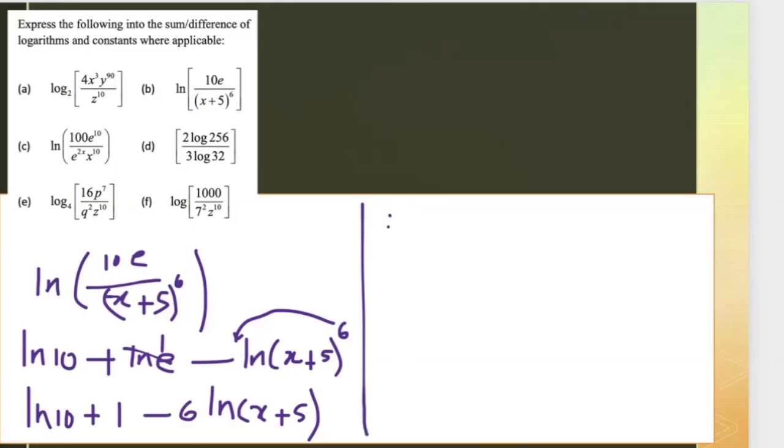Now, if we have log base 2 of 256 over 3 log 32, we could simplify this by changing 256 into index form. So now we need to know, what can we change 256 to? 256 is the same thing as 2 to the 8.